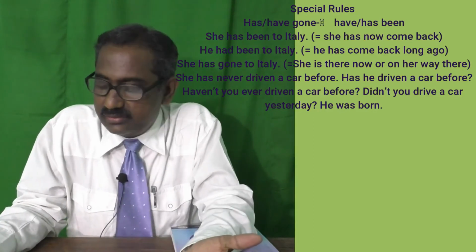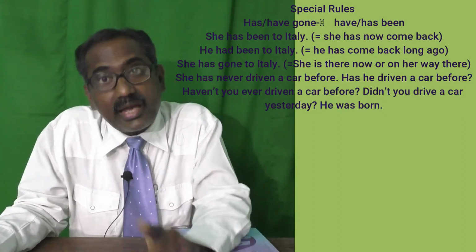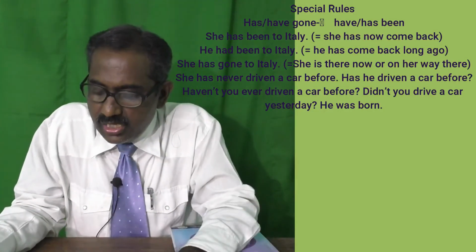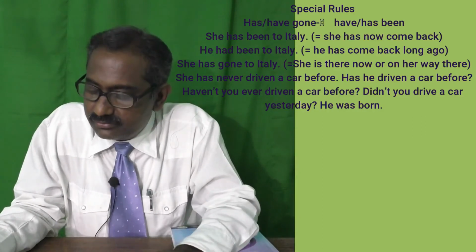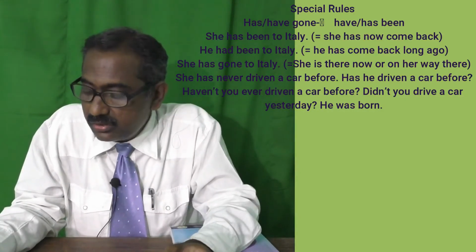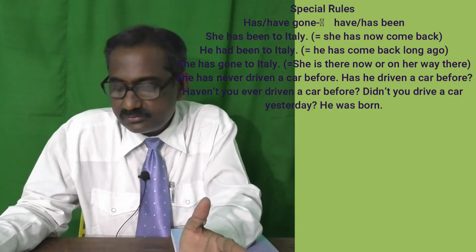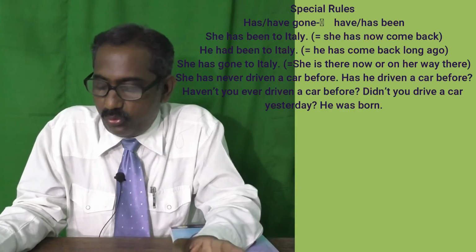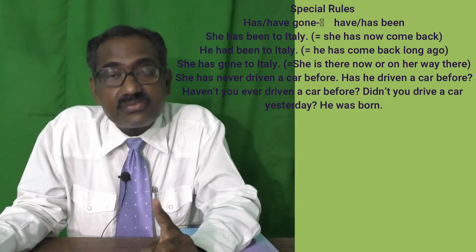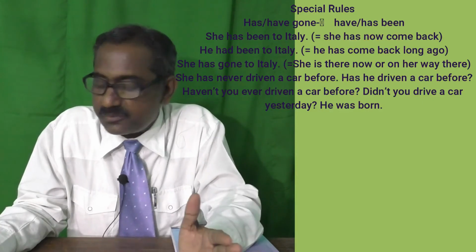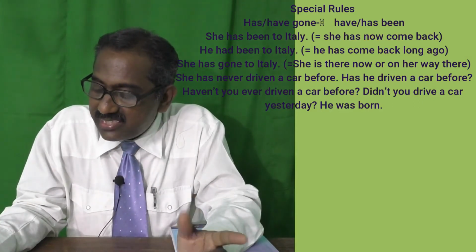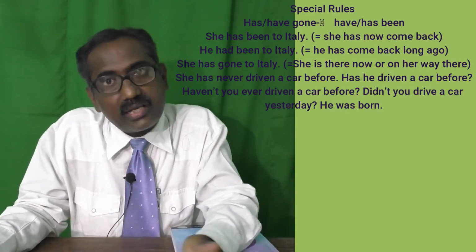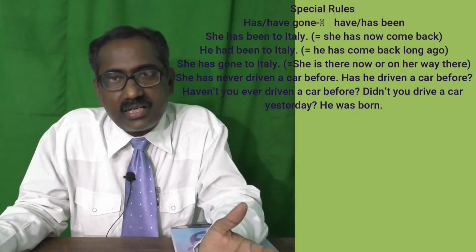He had been to Italy. That means he came back long ago. He had been to Italy means he went there and came back long ago. She has gone to Italy. That means she is there now or on her way there. She has never driven a car before. That means she has no experience, no past experience. Has he driven a car before? Ever before? Has he driven a car before or ever before? Has he had that experience previously?